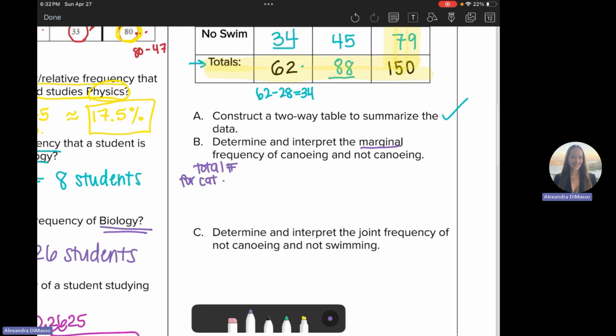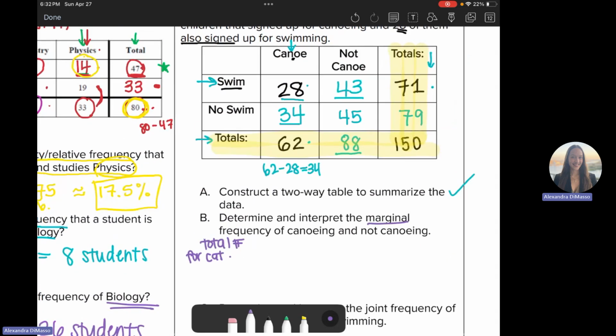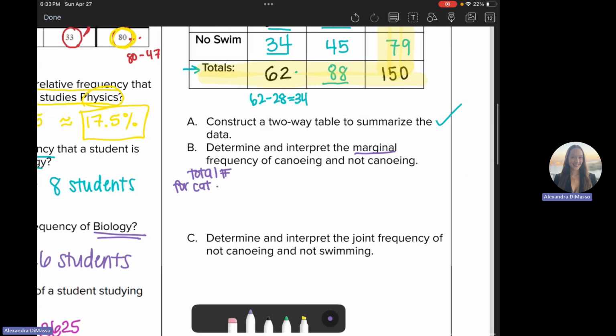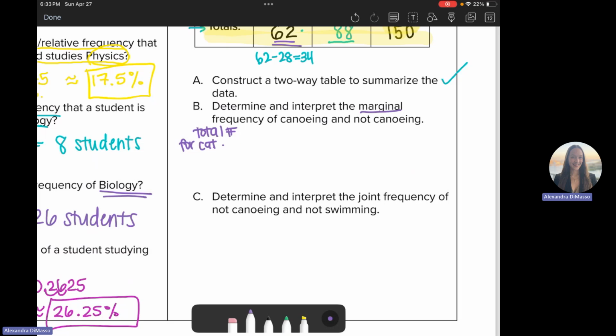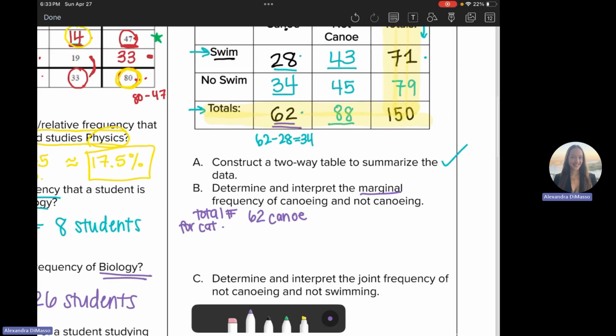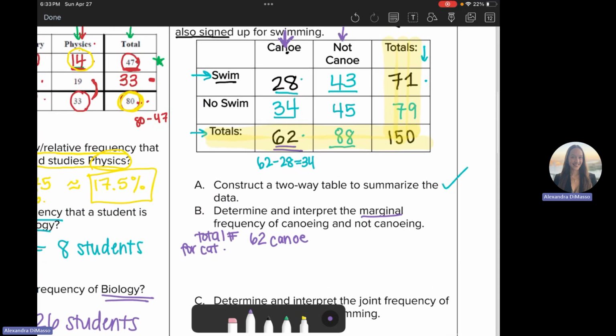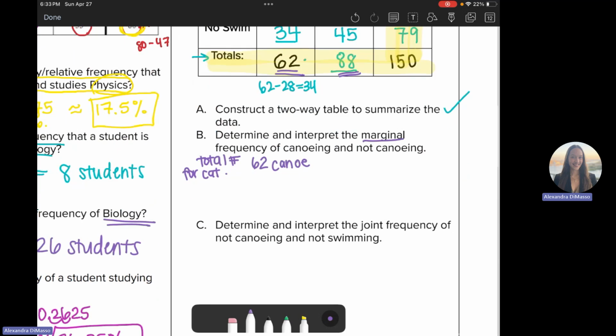So if I look at canoeing, I'm looking at the total number of people that canoed, that's 62. So I can say my marginal frequency of canoeing, I've got 62 that are canoeing. It's like a weird word, canoe. And then if I look for the total number that are not canoeing, I've got 88.